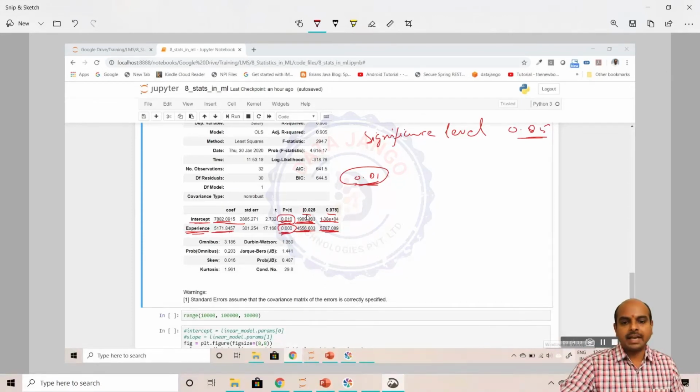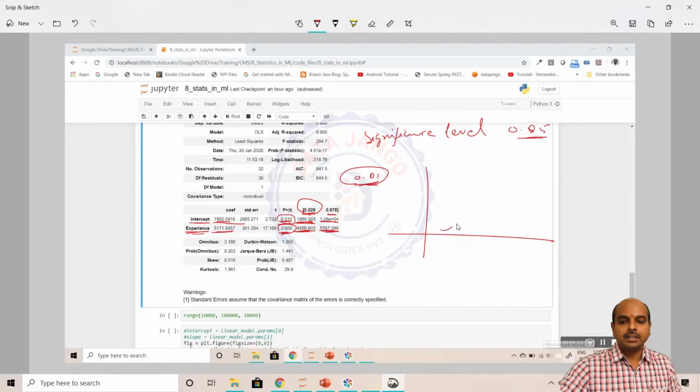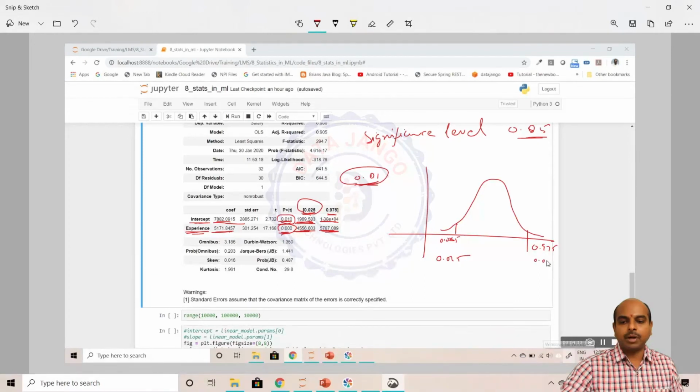So here I am saying it is a 95% confidence interval because if you look at the values, 0.025 and 0.975, and look at the normal distribution, here it is 0.025 and here the point is 0.975. That means here we are leaving 0.025 and here also we are leaving 0.025. If you sum up these two, it's going to be 0.05. That means 1 minus 0.05 is 0.95. That is nothing but 95%.